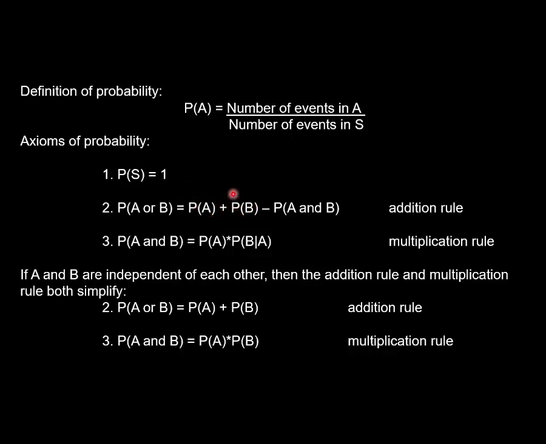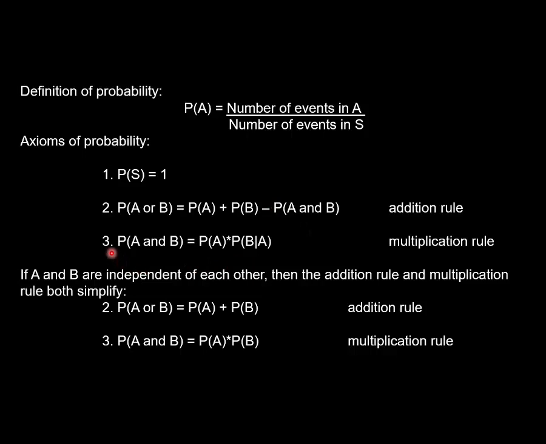So it would be included twice in this probability, and we would overestimate or overcalculate the probability of A or B happening if we just use this. So we have to subtract out the probability of both A and B happening one time.